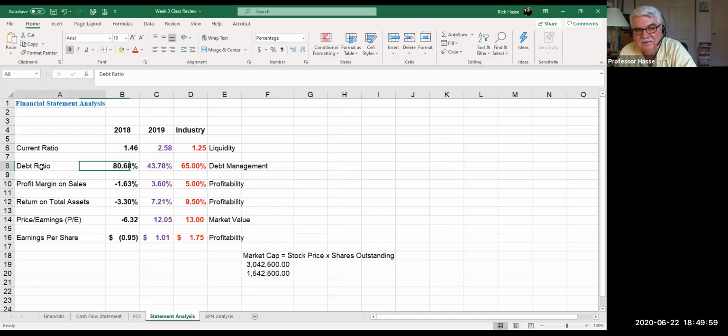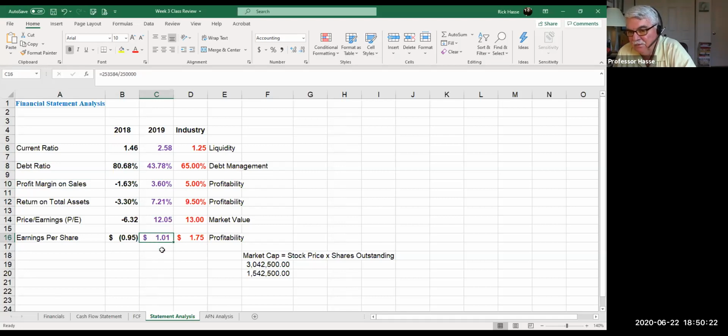The current debt divided by the current assets. The profit margin: what percent of sales is our profits? The return on assets, the relationship of net income to the total assets of the company. The earnings per share of the company, another way of looking at profitability. Net income divided by the number of shares of stock in the company.